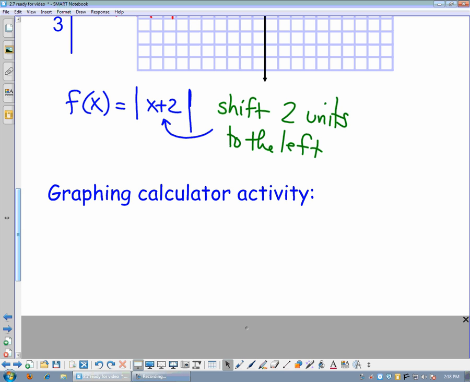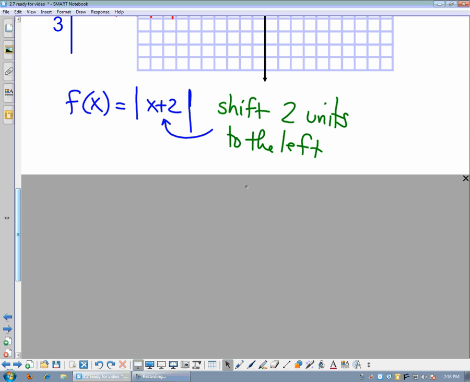All right, we're going to skip this graphing calculator activity. We're going to do that in class.